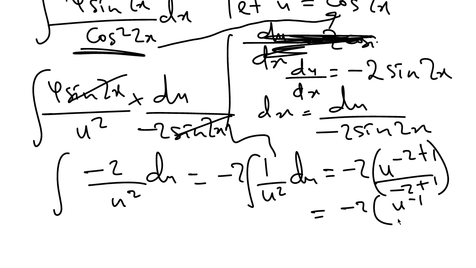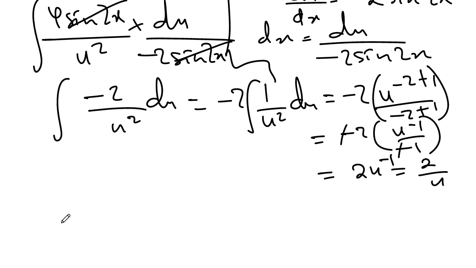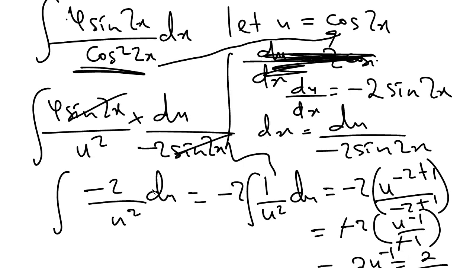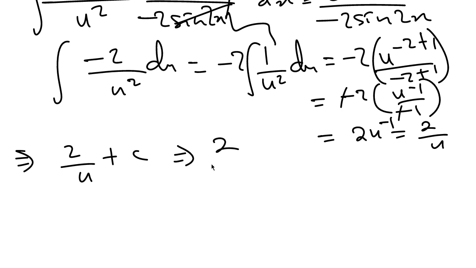Negative 2 plus 1 is negative 1. So the negative goes with the negative, then we have 2u to the negative 1, which is the same as 2 over u. So we've simplified that as 2 over u plus c. And then we recall that u from the substitution is equal to cos 2x, right? So that's 2 over cos 2x plus c.